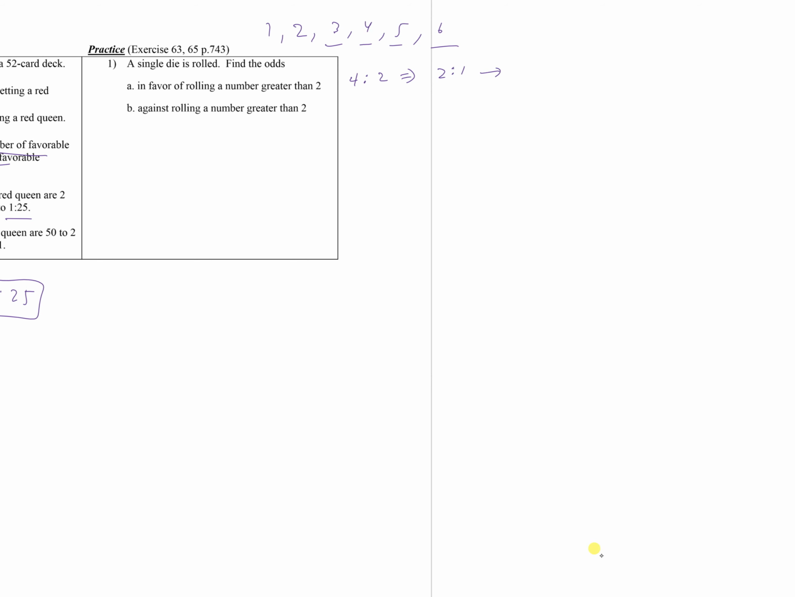This translates to 2 out of 3 probability because you add them up to the total. So you have a 2/3 probability of getting that. Okay. So that's the idea. 2 ways to win, 1 way to lose. B. Rolling against a number greater than 2. So against means not greater than 2. So not greater than 2 means less than or equal to 2, right? So there are 2 ways of getting that and 4 ways of getting greater than 2. Or you can simplify it to 1 to 2 odds. You have 1 way of winning and 2 ways of losing. Okay? I hope that made sense.